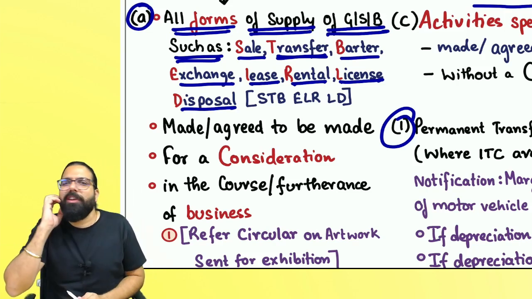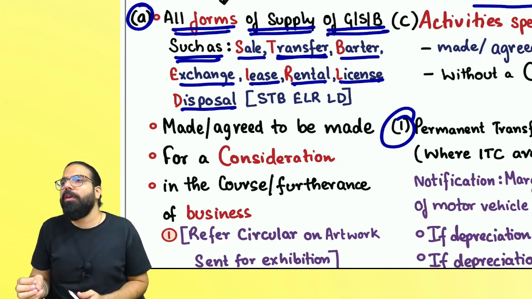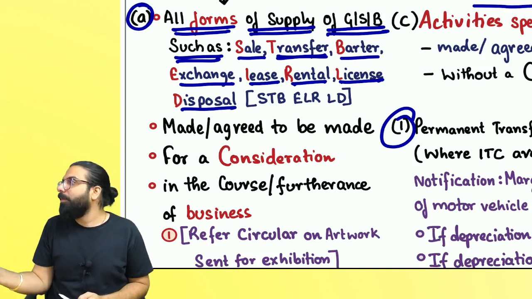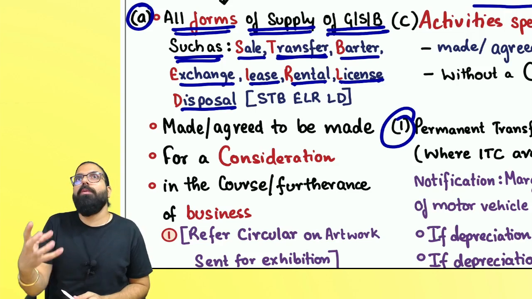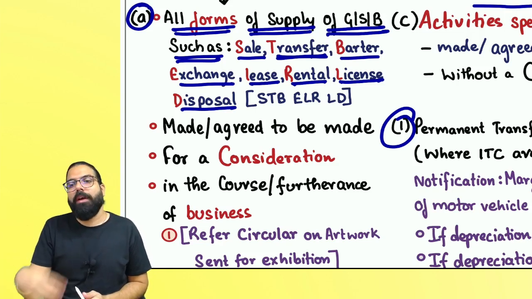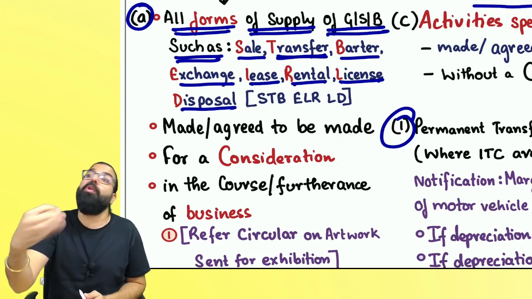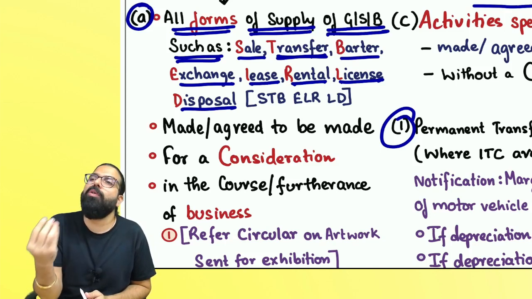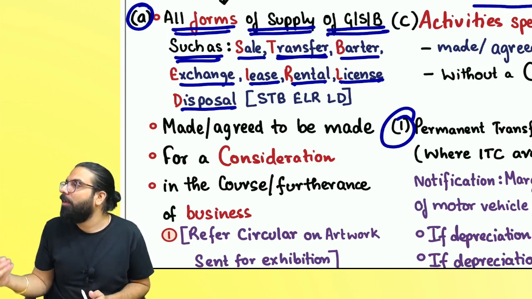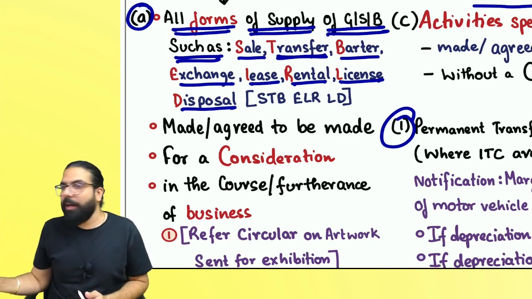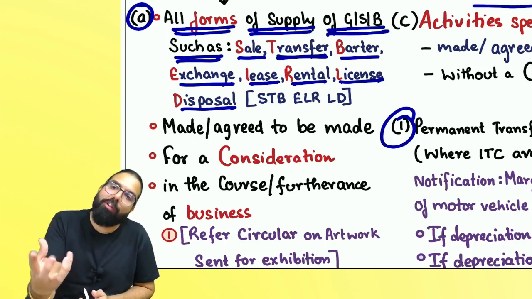Disposal. What is disposal? Disposal is generally a term used for useless garbage items. In your office, I had one projector which was useless. I sold it off, I disposed it off. What do you dispose? What is useless? Old, second-hand items. Correct or not? So disposal is also a form.